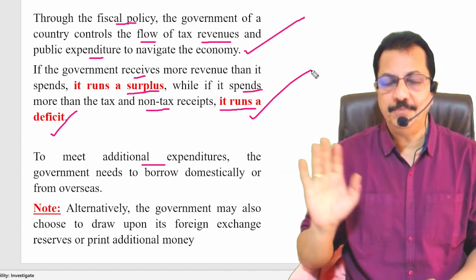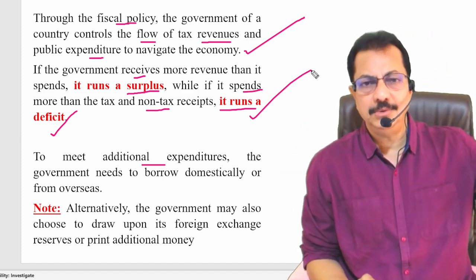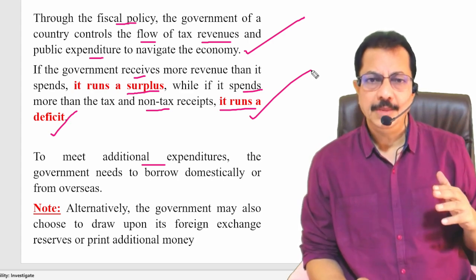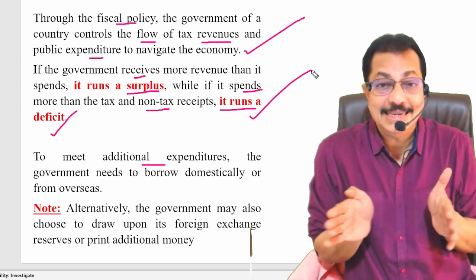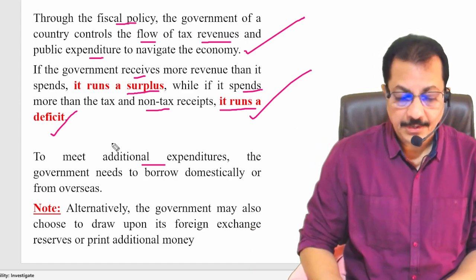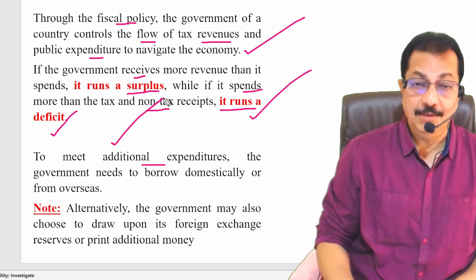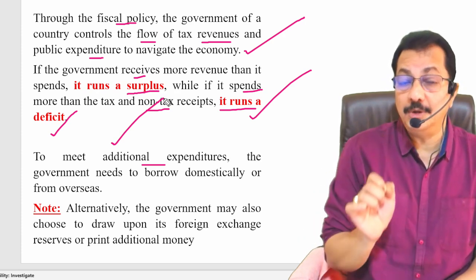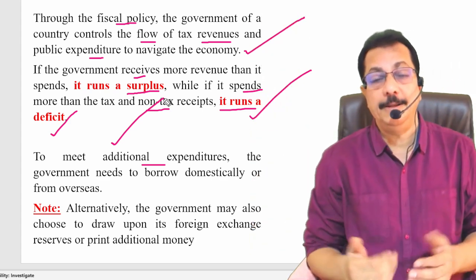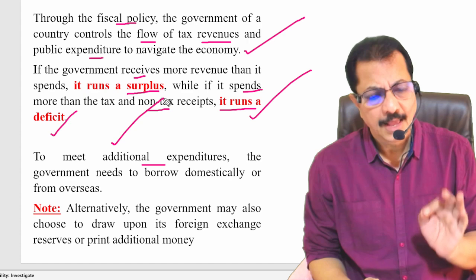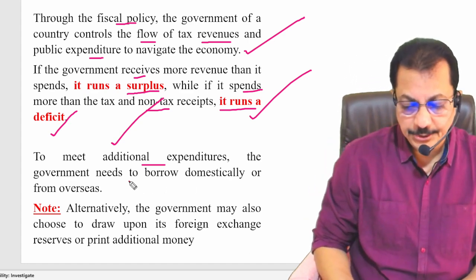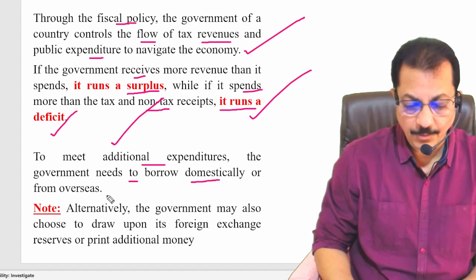Either you are asking your parents, or you are asking your friends or relatives in that area, and you are taking the loan. Is that okay? So only to fill that particular deficit. In a similar manner, the government will try to meet the additional expenditure. Government cannot control the expenditure, because if you control the expenditure, the economic activity will be affected. Hence the government will look for additional funds. How will you get money for that expenditure? The government needs to borrow domestically or from overseas, right?